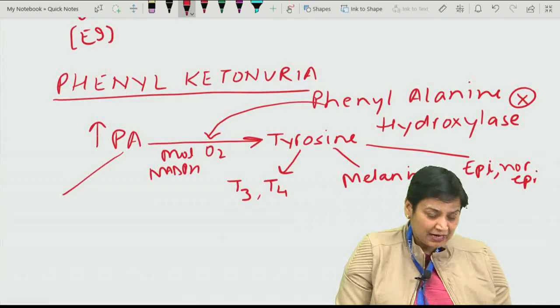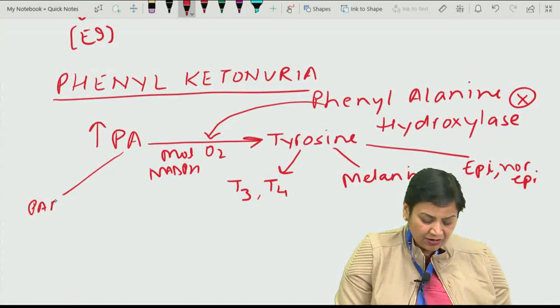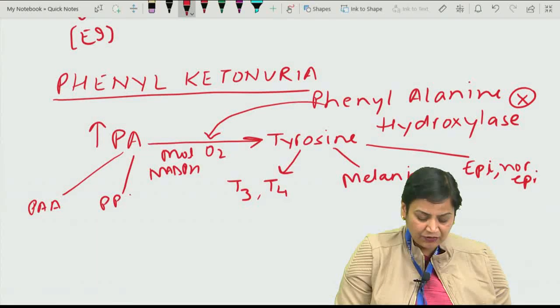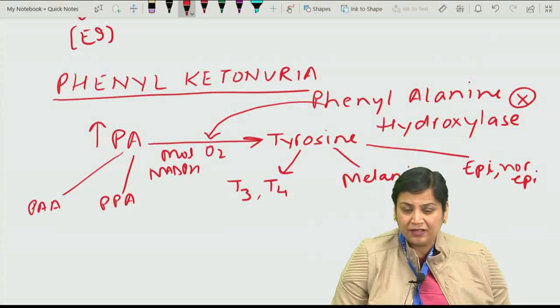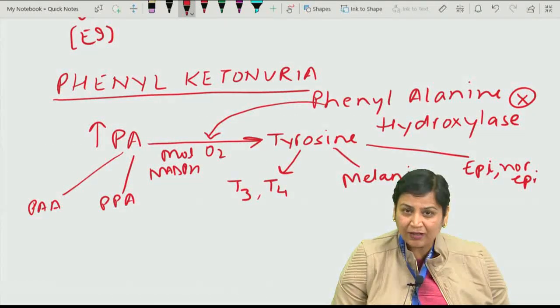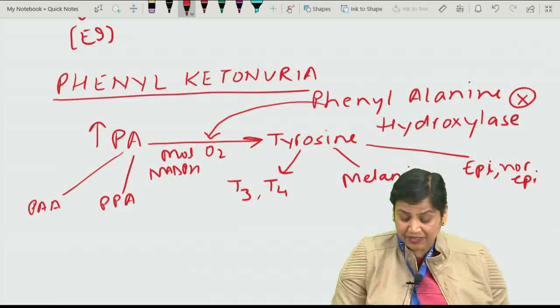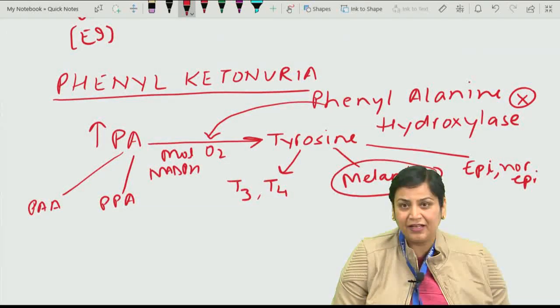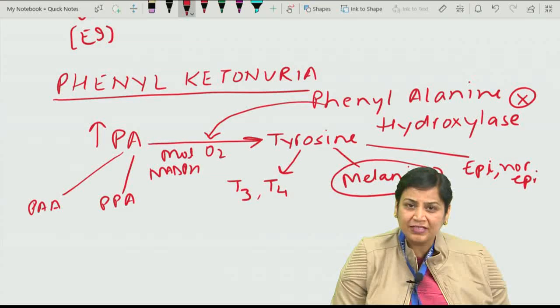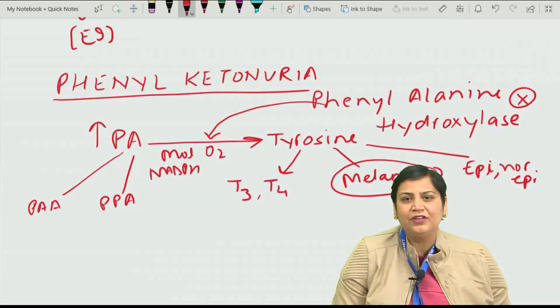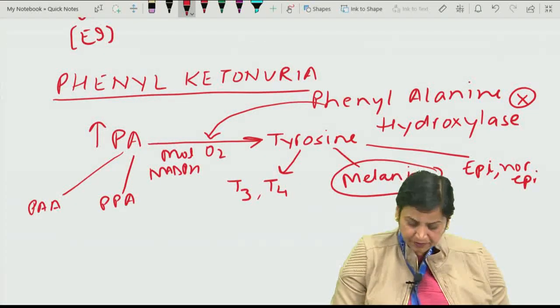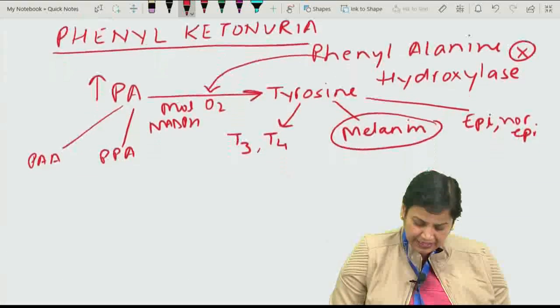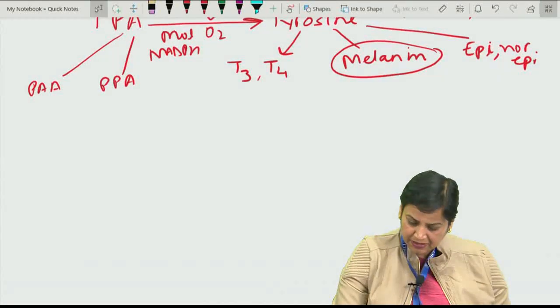And this phenylalanine can be converted into phenylacetic acid, or it can be converted into phenylpyruvic acid. Now see, the child is complaining of what? Blue eyes, fair skin. That means there is no synthesis of melanin due to the deficiency of this enzyme. It has to be phenylketonuria. Now, let's take the other options also.